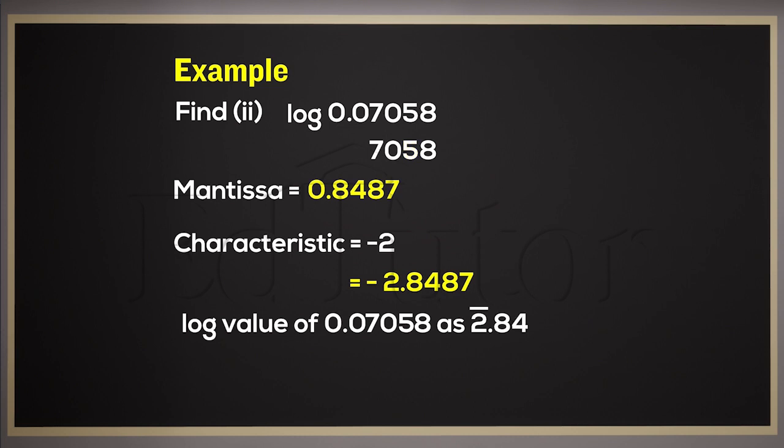0.07058 as bar 2.8487. Now, you can see if we add these two values together here, instead of combining, it would have resulted in minus 1.1513, which is not the correct answer. Well, this clearly shows the importance of combining the characteristic and mantissa together to get a log.